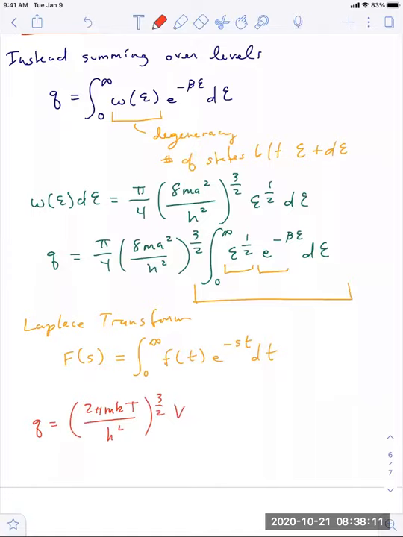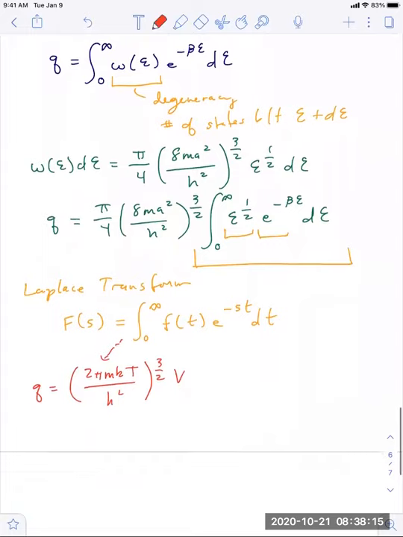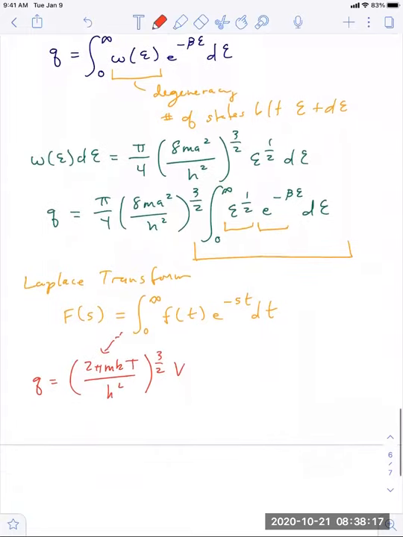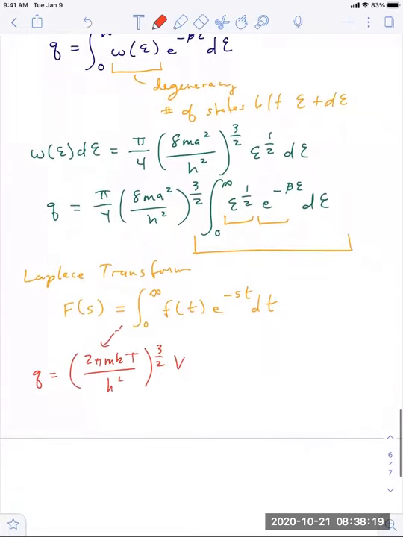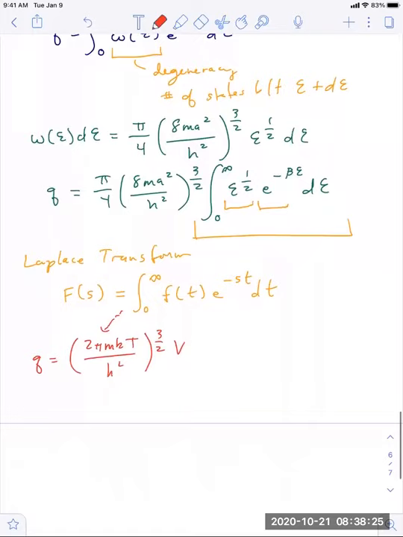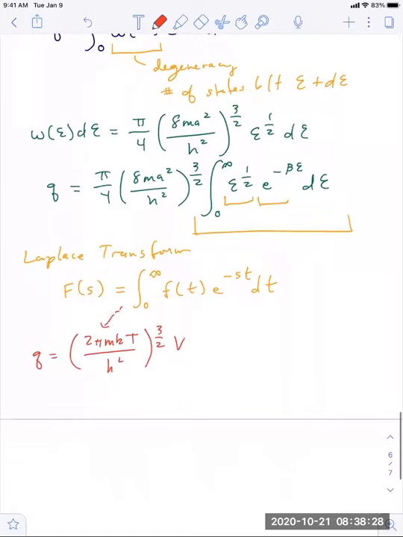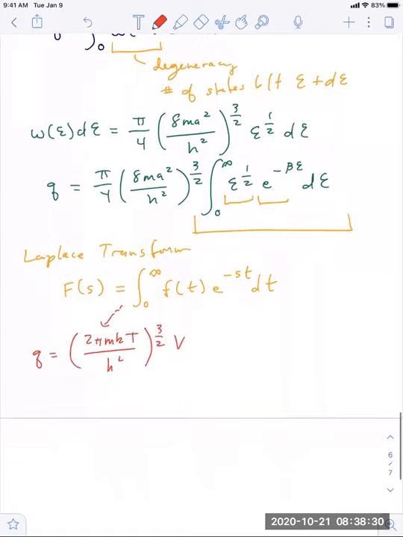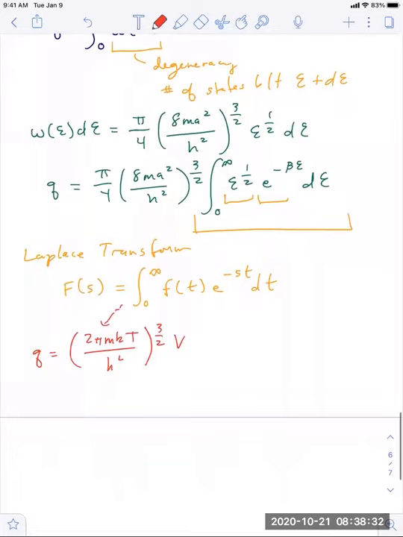Now, what's interesting about the fact that we got here from a Laplace transform is that it implies some bidirectionality here in transform.